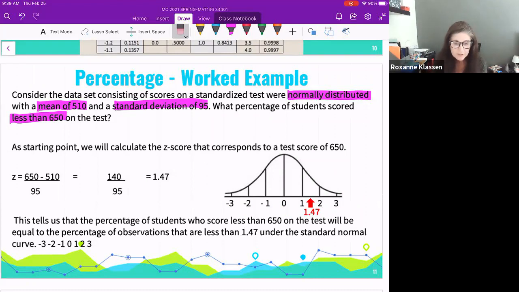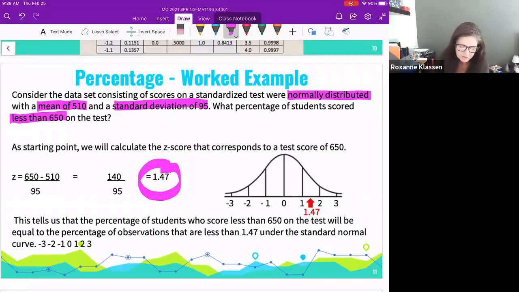So if we take our X value of 650 and subtract off 510, because that's the mean, and divide by 95, interestingly we get a Z-score of 1.47. That was very close to our Z-score on the last problem. That can happen because remember, we're standardizing the scores. So this Z-score of 1.47 means that it's 1.47 standard deviations above the mean. So a score of 650 is pretty good, right?